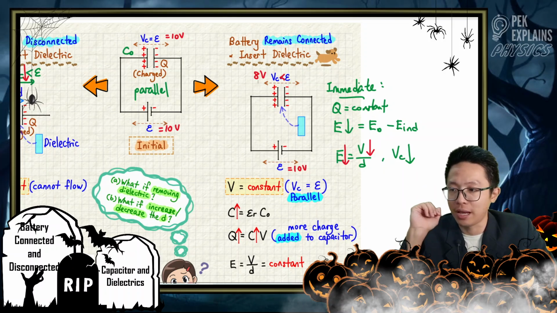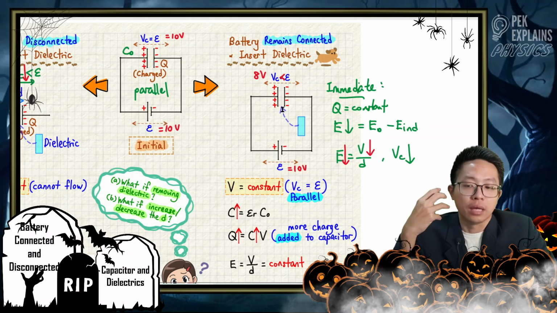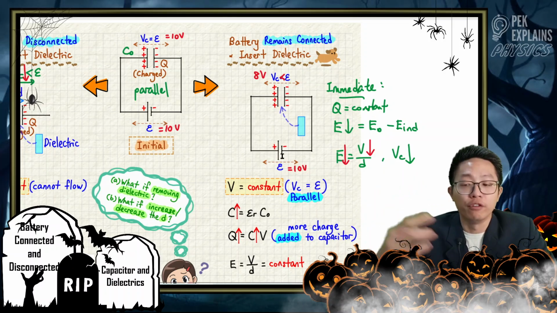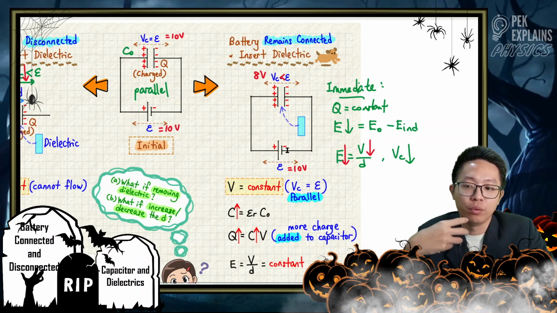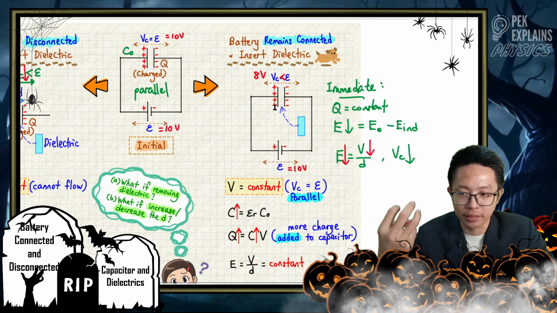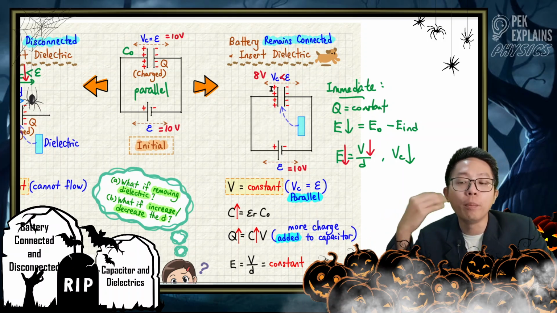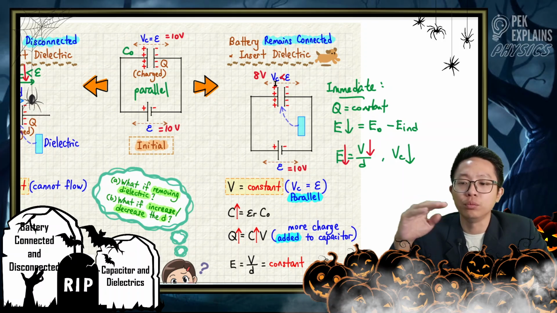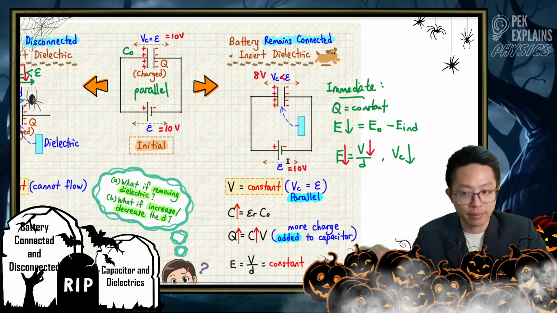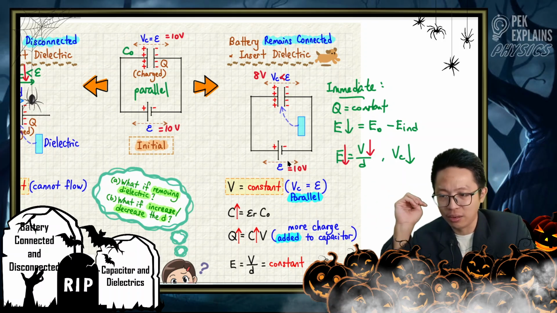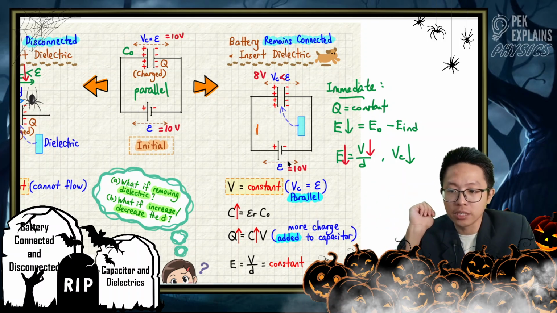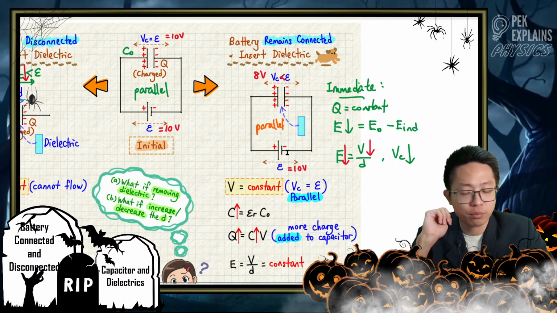But after some time, the battery will further charge up the capacitor. More charge will flow from the battery to the capacitor, so the voltage of the capacitor will go back up in order to be equal to the EMF again, because anyhow, this capacitor is always parallel to the battery.